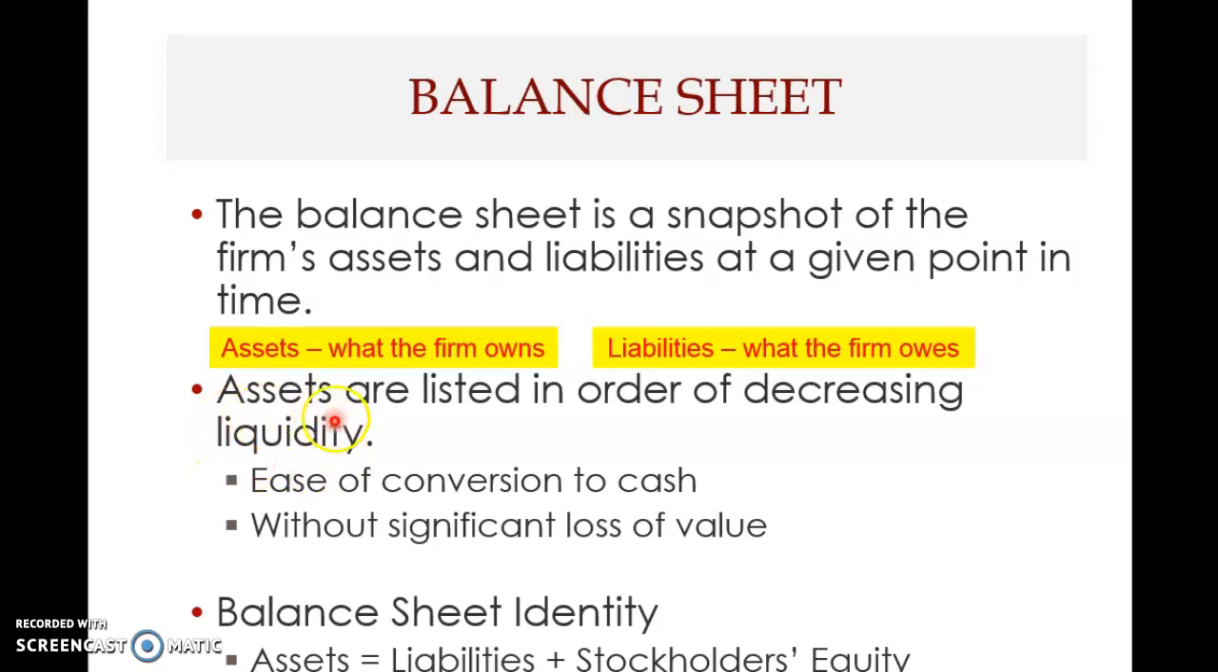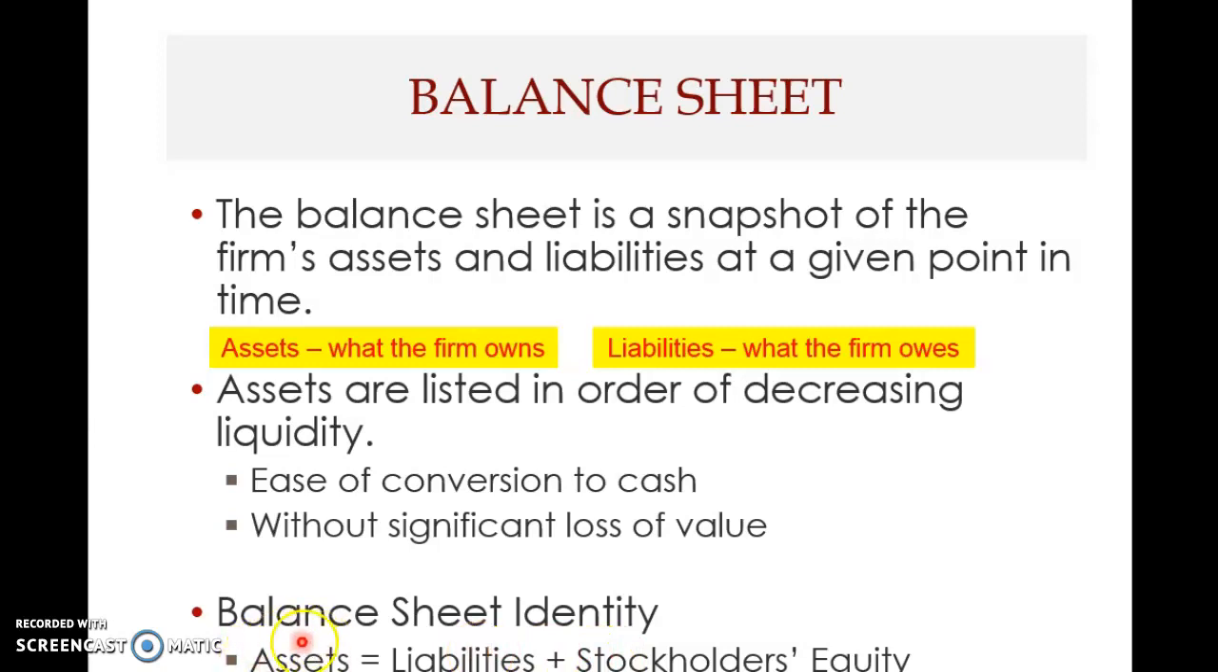Alright, now there is an important identity. This is like an equation. We call this the balance sheet identity. It gives form, or structure, to the balance sheet. It is a very popular term: assets equals liabilities plus stockholders' equity. So you have all three components here, three components of a balance sheet.